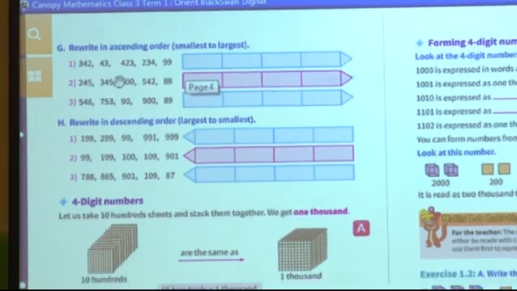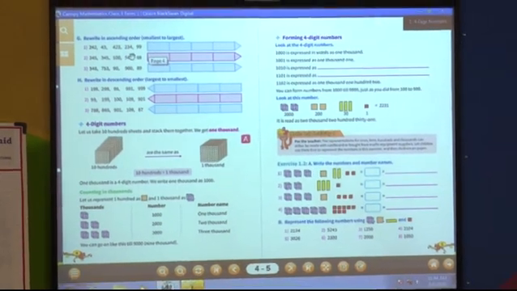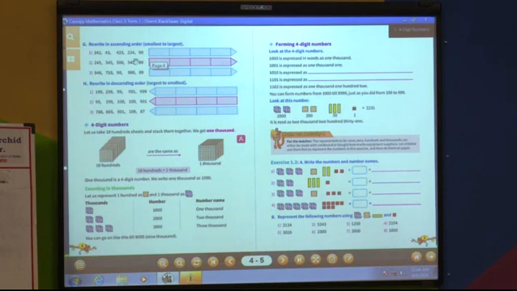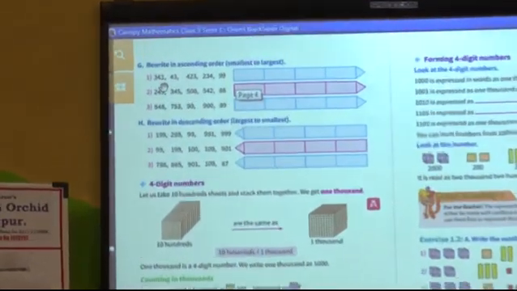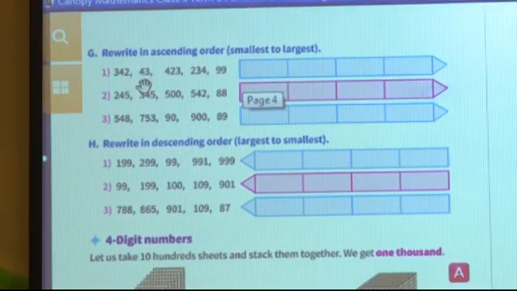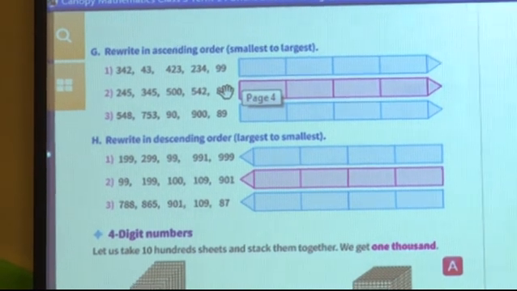Now see these numbers, 342, 43, 423, 234 and 99. Means here two digit numbers are there and three digit numbers are there. So of course a 2 digit number is always smaller than a 3 digit number. So which numbers will come first? Yes, 43 and 99 will come first, then 342, 423 and 234. So let us compare 43 and 99. First we will write all the numbers.